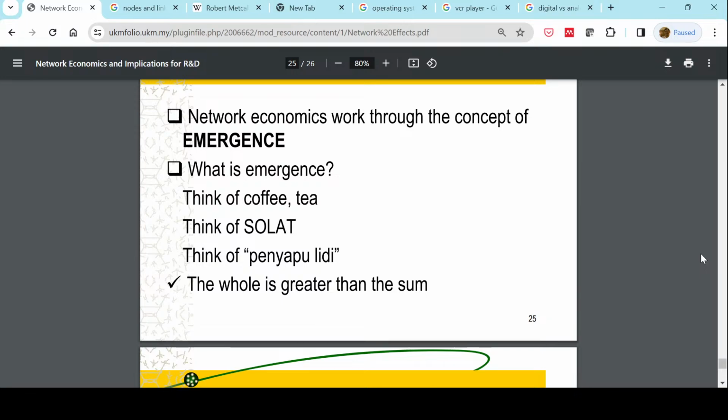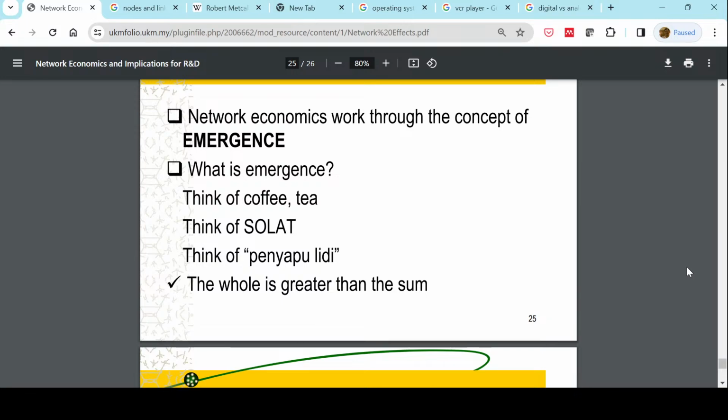That strength, previously weak, now strong, we call it emergence. A new property, new characteristic emerges. After you tie together, the lidi becomes strong. And the concept of emergence: the whole is greater than the sum of its parts. 1 plus 1 plus 1 is not 3. 1 plus 1 plus 1 can be anything: 7, 9, 21. Because the whole is greater than the sum.